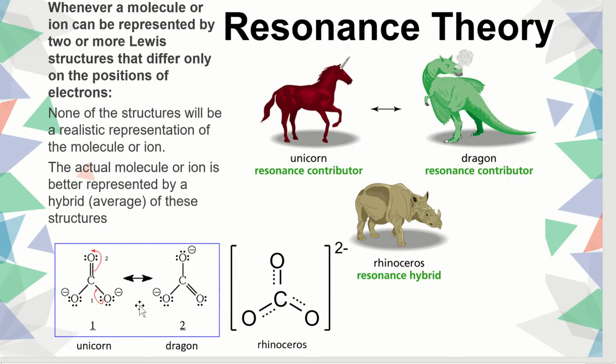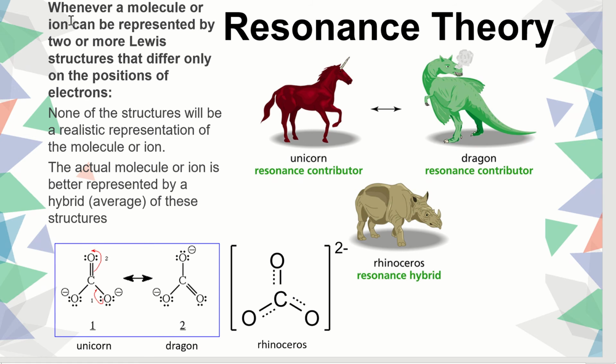So let's tie that to the structures we have seen before. This is a unicorn, which doesn't exist in real life, and this is a dragon, which doesn't exist in real life, but what actually exists is the rhinoceros, right? Because the electrons are actually delocalized. It's not only here. It moves throughout these three bonds, right? So this is what actually happens. This is the resonance hybrid.